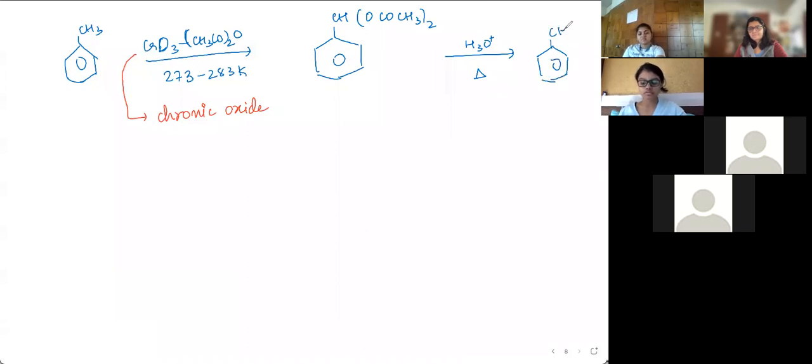So only when we use chromyl chloride is it called Etard's reaction, right? If we use chromic oxide, it's not. It's just another reaction. So this is benzaldehyde diacetate.